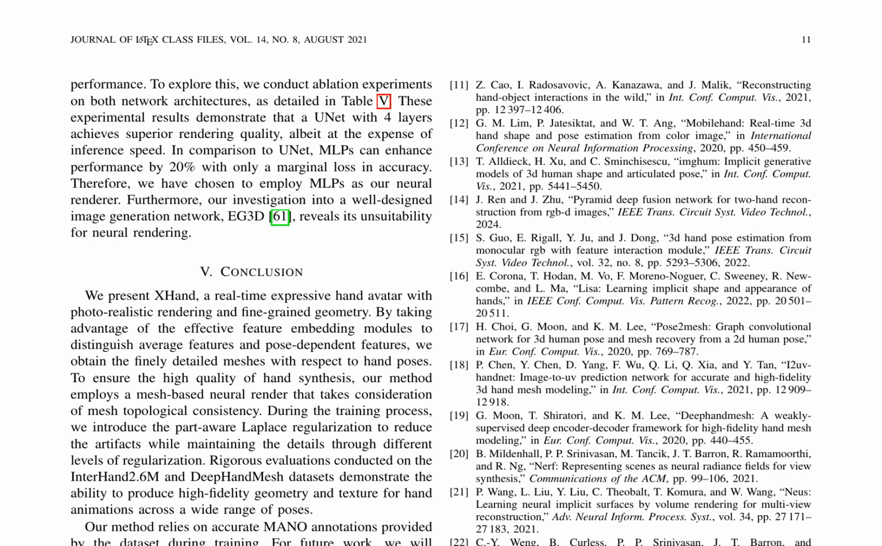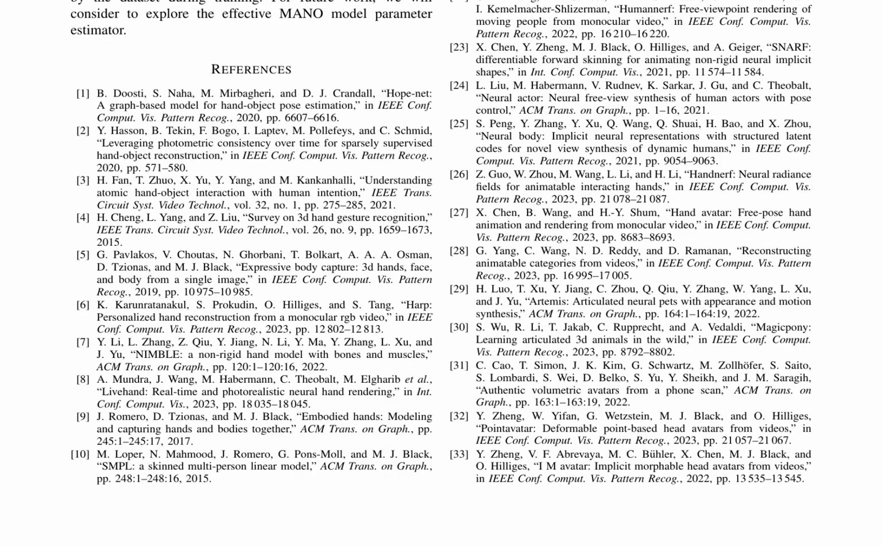In contrast, multi-layer perceptrons, MLPs, can enhance performance by 20% with only a marginal loss in accuracy, making them the chosen neural renderer. The authors also investigated the suitability of the EG3D image generation network for neural rendering but found it unsuitable for this task.